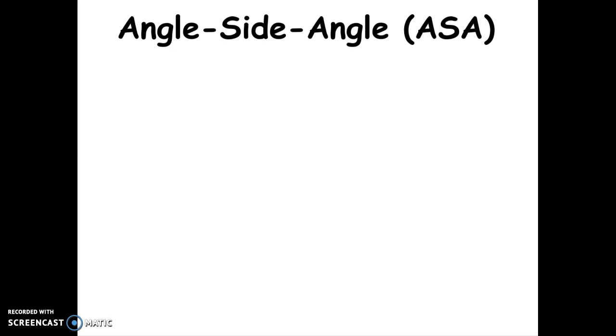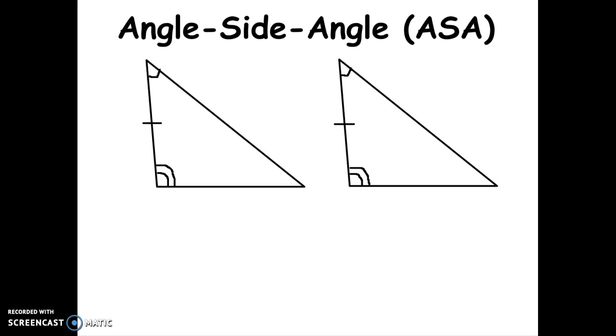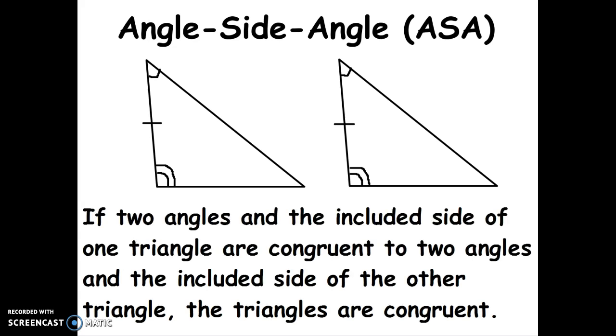Angle side angle, or ASA. If two angles and the included side of one triangle are congruent to two angles and the included side of the other triangle, the triangles are congruent. And again, by included, we mean the side that is in between the two angles.